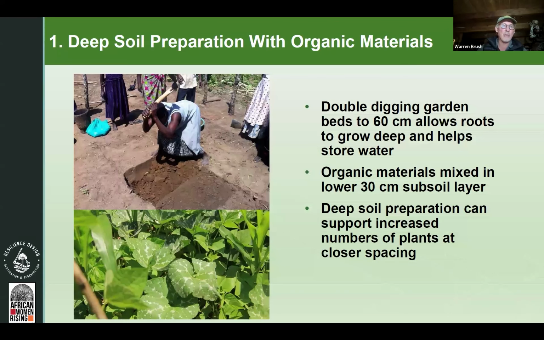Deep soil preparation with organic material, many diverse foods to be converted into different types of micronutrients. The diversity of input is just as important as the diversity of mulches, as the diversity of plants growing in those beds. Next one, T.